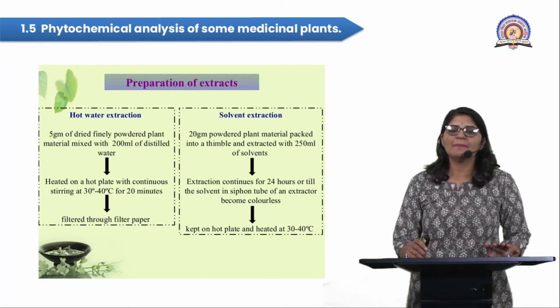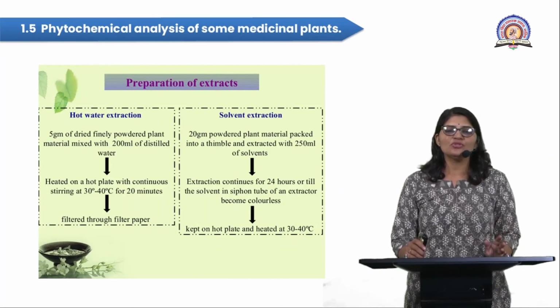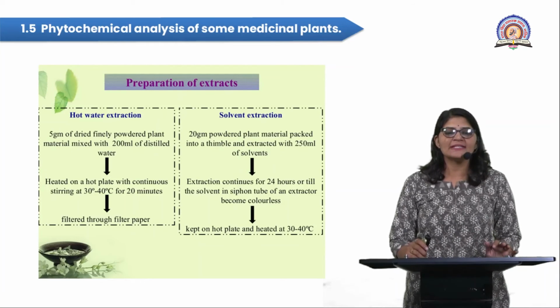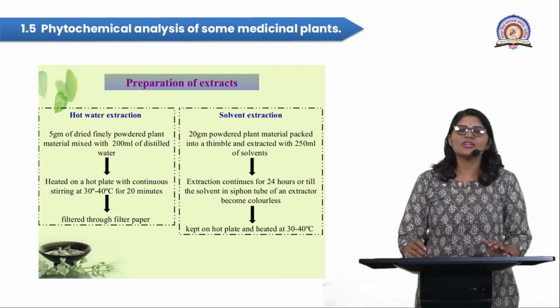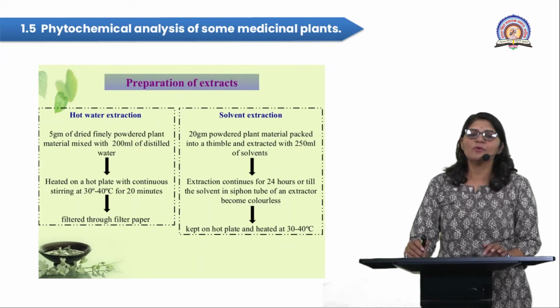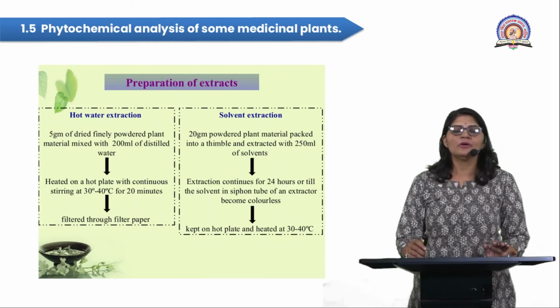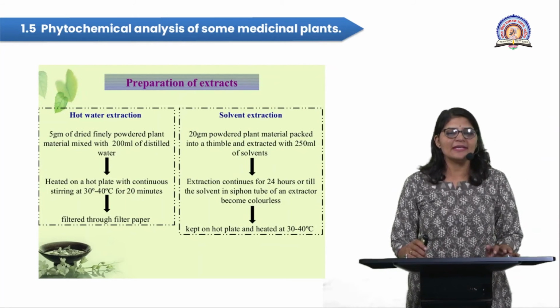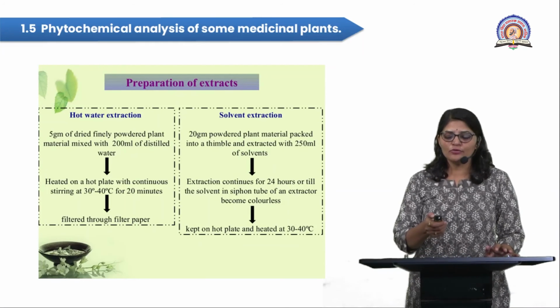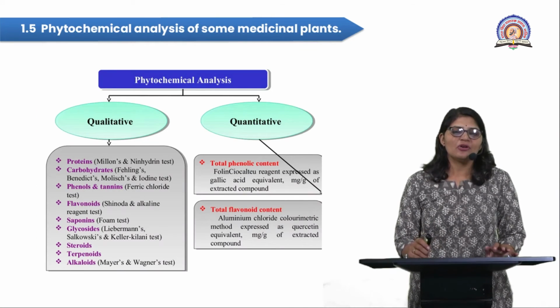Then the solvent extraction method: 20 grams of plant material powder is packed into the thimble and extracted with 250 ml of the solvent. We can use any solvent system: methanol, ethanol, alcohol, petroleum ether, chloroform, hexane, like that. Extraction continues for 24 hours, or till the solvent in the siphon tube of the extractor becomes colorless. Then it is kept on a hot plate and heated at 30 to 40 degrees.